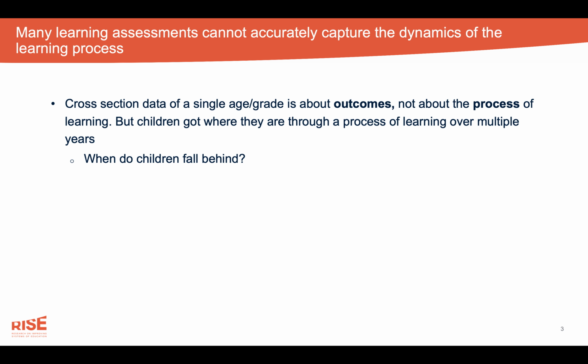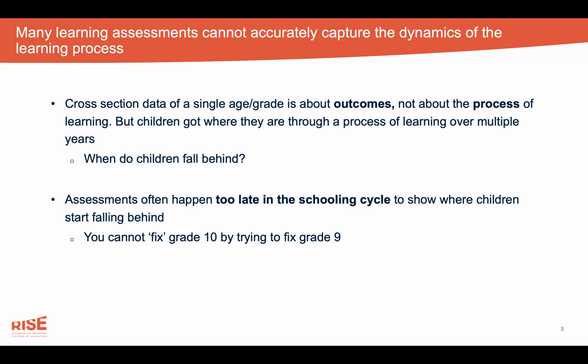But we know that no matter where and when we assess them, children got to where they are through a process of learning. And we really need to hone in on when children started falling behind. Secondly, assessments also often happen very late in the schooling cycle, and often too late to show where and when children start falling behind. We know from research time and again that if we figure out that by grade 10, kids aren't learning, we can't fix that problem by trying to fix grade 9, because learning is cumulative and therefore learning gaps are cumulative. So we need to hone in on when the problem started to occur and kids started falling behind.